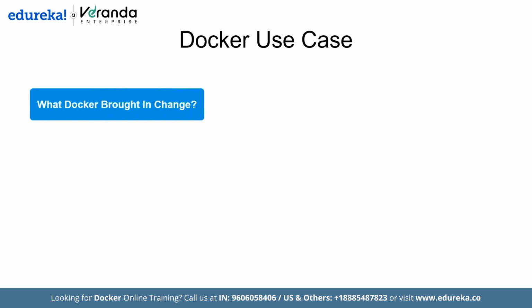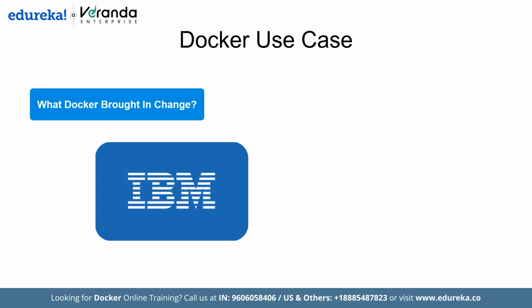Let me tell you what Docker brought in change. Docker transformed IBM control desk by enabling containerization, improving resource efficiency and scalability. It simplified deployment, reduced downtime, and made updates easier through the component isolation. This enhanced system flexibility, reliability, and overall performance, making IBM control desk more agile and responsive.